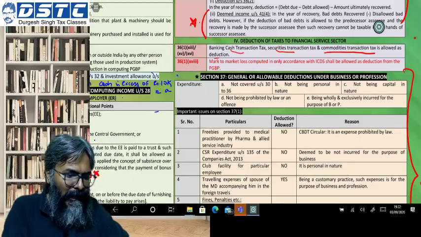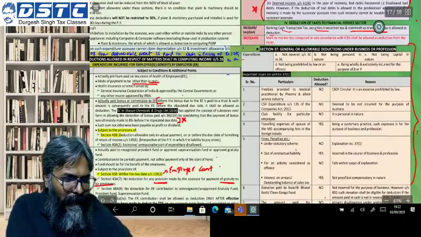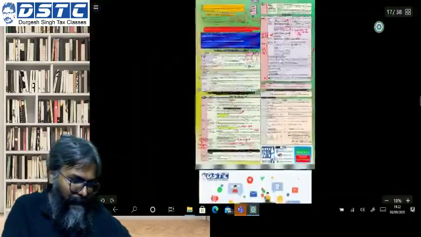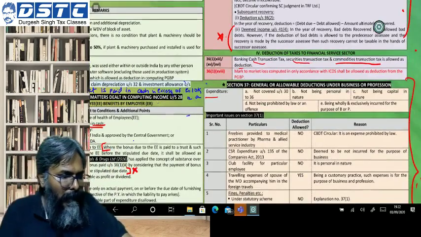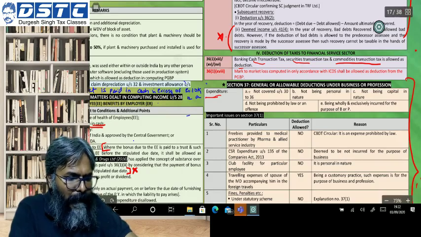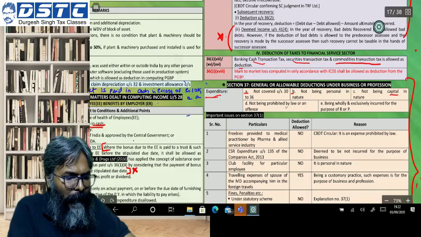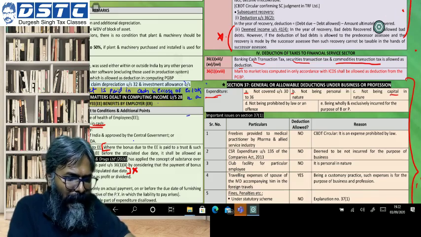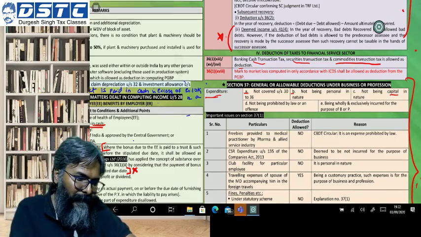And finally, students, the general deduction. And what is the general deduction? Section 37(1). Let's read this general deduction together. General or allowable deduction under PGBP: expenditure, point number A, not covered under sections 30 to 36. Point number B, not being personal in nature. Point number C, not being capital in nature. Point number D, not being prohibited by law or an offense. And point number E, wholly and exclusively incurred for the purpose of business or profession.